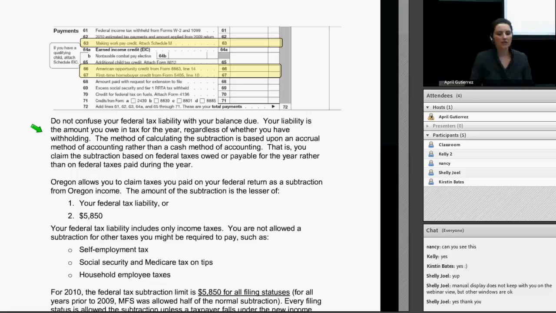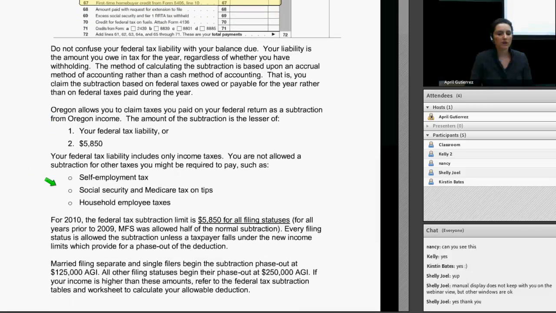The method of calculating the subtraction is based upon an accrual method of accounting rather than a cash method of accounting. That is, you claim the subtraction based on federal taxes owed or payable for the year rather than on federal taxes that you actually paid during the year. Oregon allows you to claim taxes you paid on your federal return as a subtraction from Oregon income. The amount of the subtraction is the lesser of your federal tax liability, or $5,850.